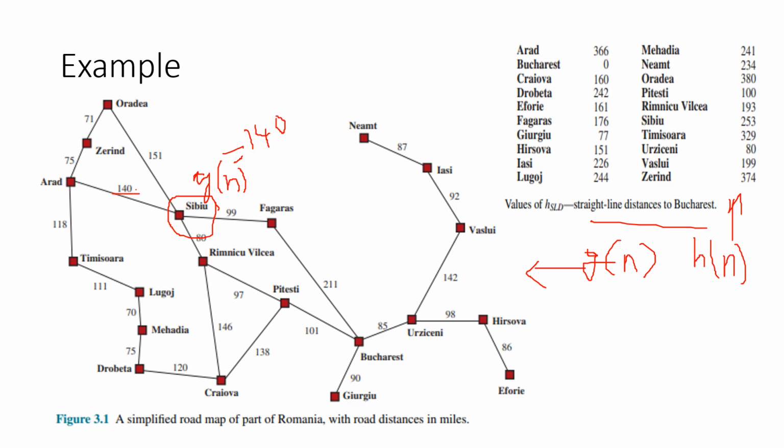Then h of Sibiu, we can see in this table, is 253. So we can calculate f of n. f of n is equal to 140 plus 253. So f of n will be the sum of this h of n and g of n, which is equal to 393.